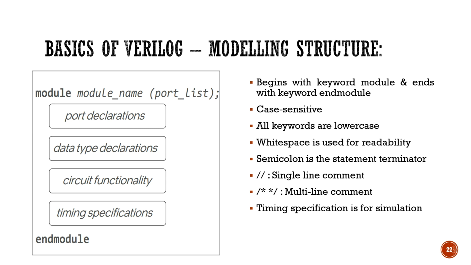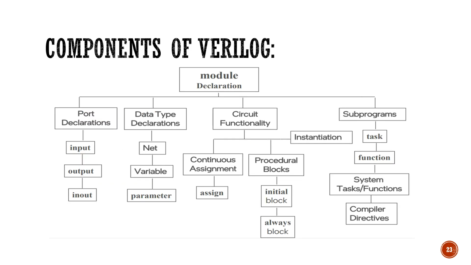We will start our basics of Verilog initially with number representation, using the various components of Verilog. This slide indicates the entire set of blocks covered by Verilog under various levels. The module declaration has port declaration, data type declaration, circuit functionality, and subprograms. When we complete this block diagram, the entire chapter will be completed. We will move step by step.